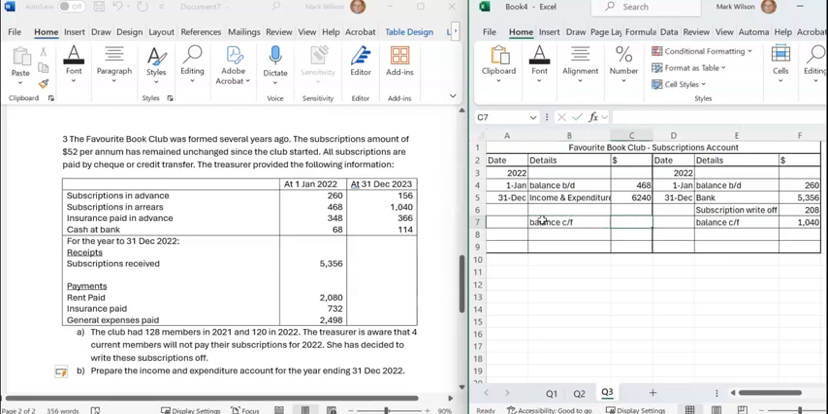So this one here is subscriptions that we've paid in advance. Doesn't belong in this year, so we're going to transfer it into next year. And that figure there is 156. So that one there. Total up. And these should balance.